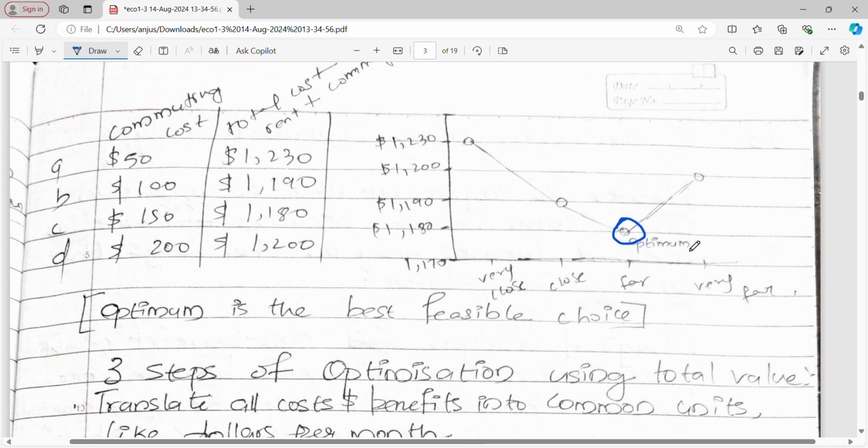So this is a time graph. Here I have marked. For very close it costs 1,230 rupees, then for close 1,190 rupees, then for far it is 1,180 rupees, then for very far it is 1,200 rupees. So this is the optimum.